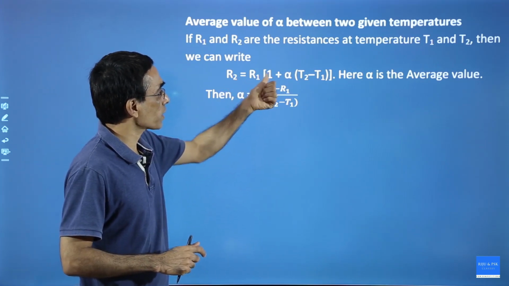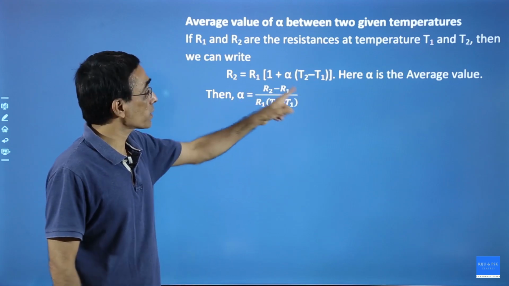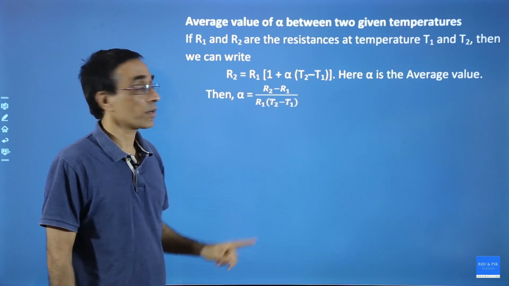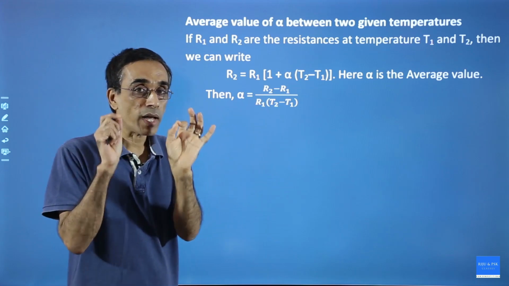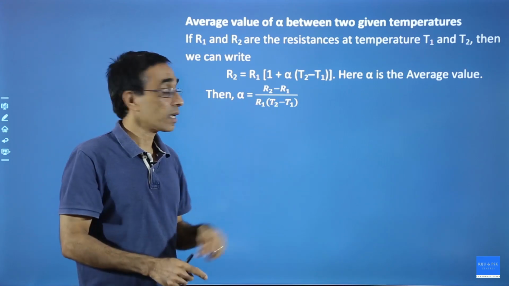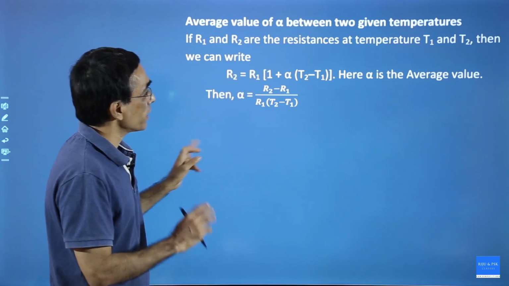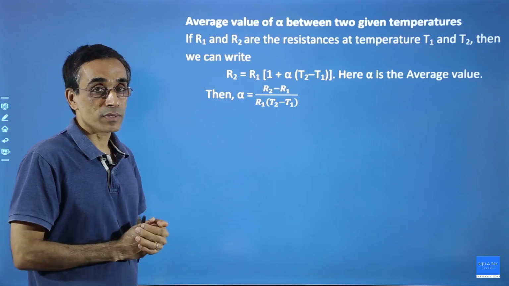R2 is R1 times (1 plus alpha (T2 minus T1)). Then alpha is (R2 minus R1) by R1 into (T2 minus T1), where R2 and R1 are the values of the resistance at two temperatures, and T1 and T2 are those temperatures. And the temperature should be taken in Celsius, because alpha generally is given as per degree Celsius.